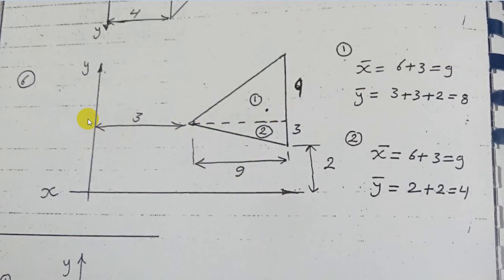To calculate the y dash for region 1, or triangular sector 1, it is going to be implemented as follows. The y dash equals 3 plus 3 plus 2.